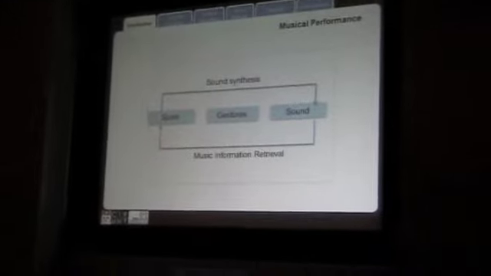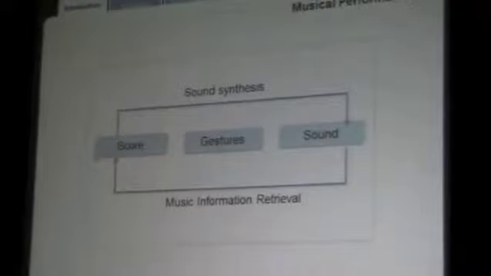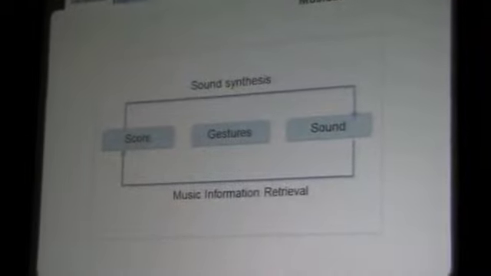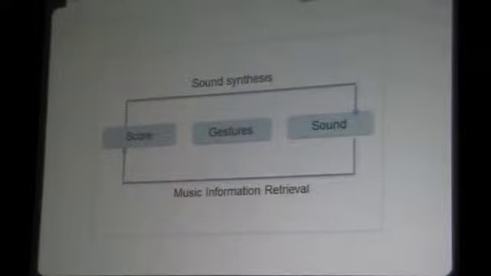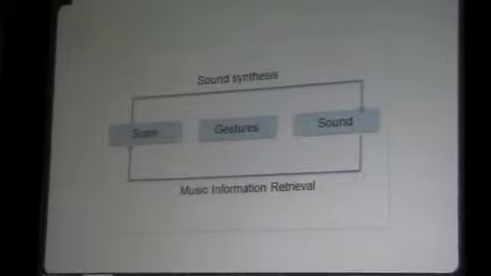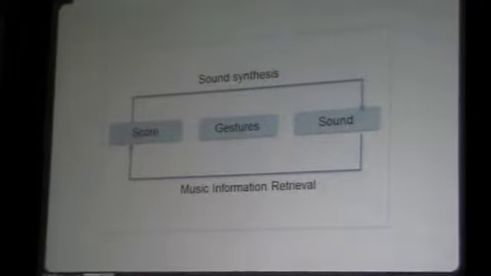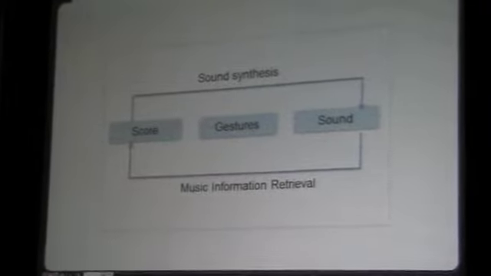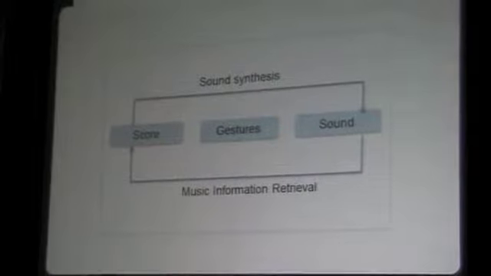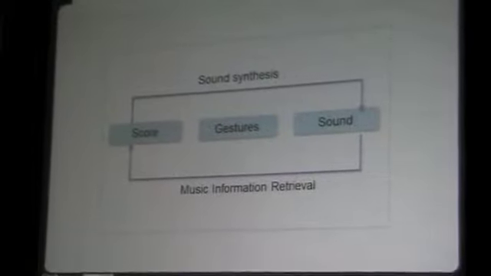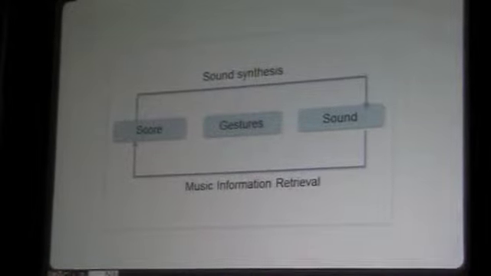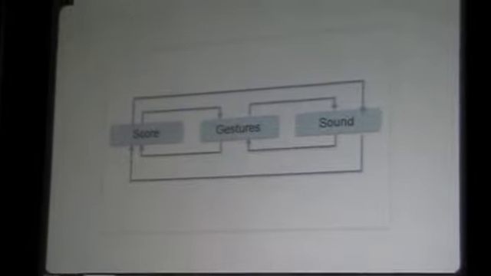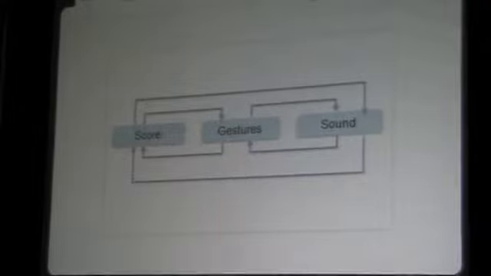So there are techniques to map one of the domains to the others. For example, if we have a musical score and we produce some sound, that's what we call sound synthesis. And if we analyze the sound and make a transcription of the score, that's what we call music information retrieval. Those are the most important ones, but we can go from any of them to the others.